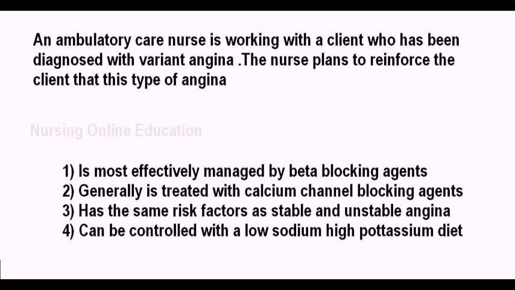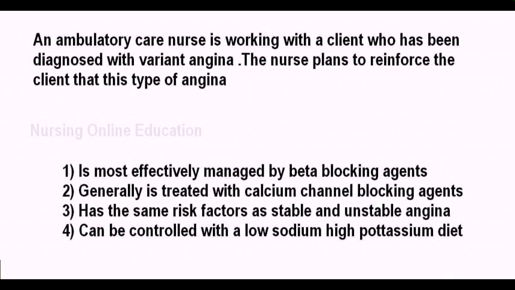Question. An ambulatory care nurse is working with a client who has been diagnosed with variant angina. The nurse plans to reinforce to the client that this type of angina, and the options, first one, is most effectively managed by beta blocking agents. Second one, generally is treated with calcium channel blocking agents. Third one, has the same risk factors as stable and unstable angina. Fourth one, can be controlled with a low sodium, high potassium diet.